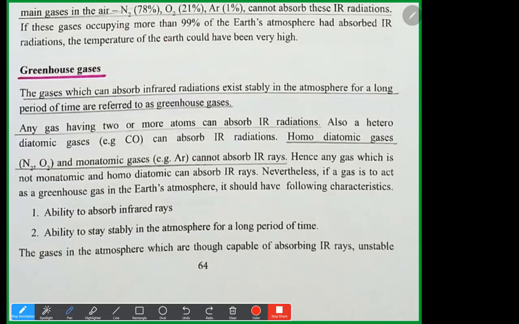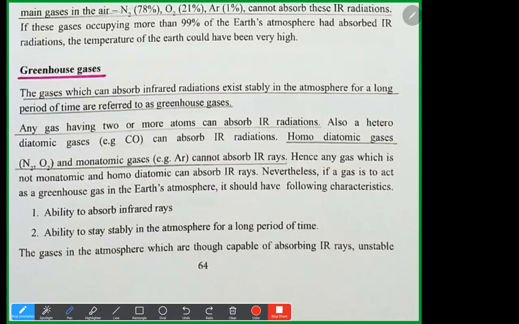Also, heterodiatomic gases like carbon monoxide can absorb IR radiation. Homodiatomic gases like these, or monoatomic gases like argon, nitrogen, oxygen cannot absorb IR radiation. Hence, any gas which is not monoatomic and homodiatomic can absorb IR rays.